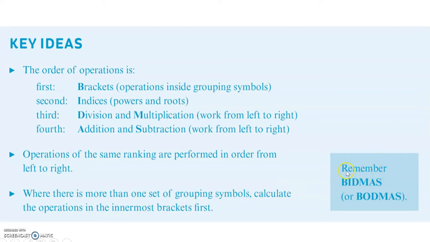Now, a nice way to remember the order is this acronym BIDMAS. B stands for the brackets, I stands for indices, and an indice is just a power or a square root. D stands for division, M stands for multiplication. Remember, those two are of the same ranking, therefore you have to work from left to right with those. And then A is addition, S is subtraction, and same thing with the order.